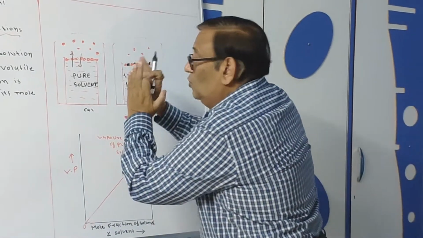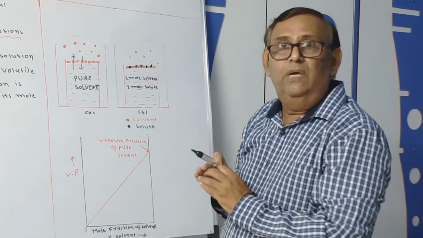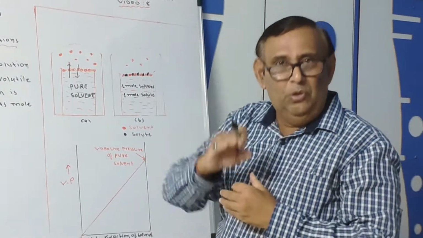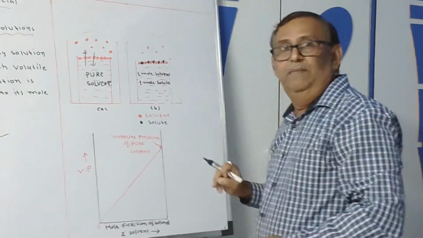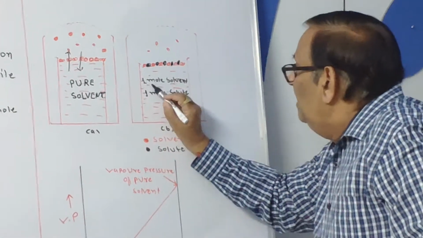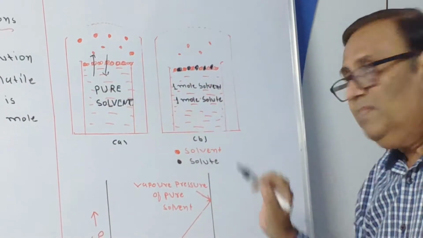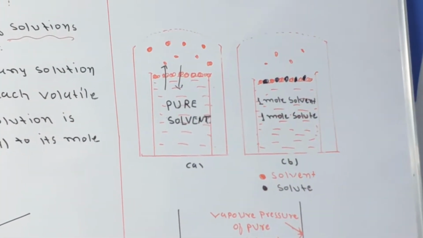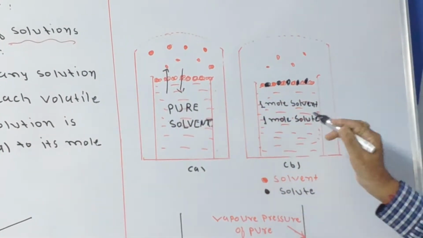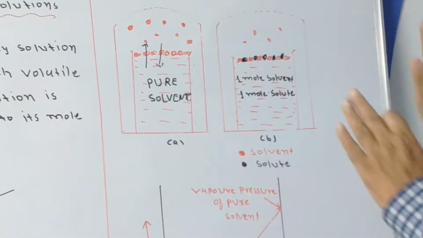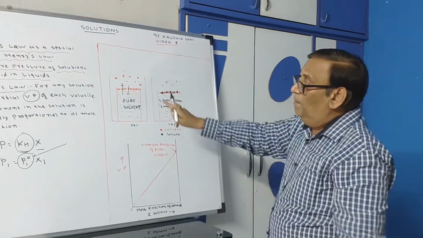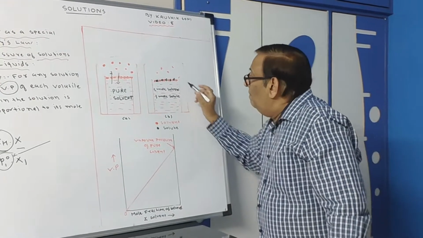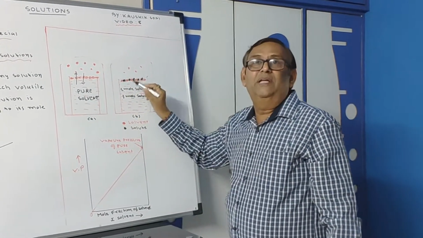So suppose only pure solvent is there, with some particular vapor pressure. Now in the same solvent, suppose I dissolve some solute; it becomes a solution. In figure B, 1 mole of solvent dissolves 1 mole of solute. So this is your solution. What is the difference in vapor pressure? The vapor pressure of the pure solvent is higher than the vapor pressure of this solution.